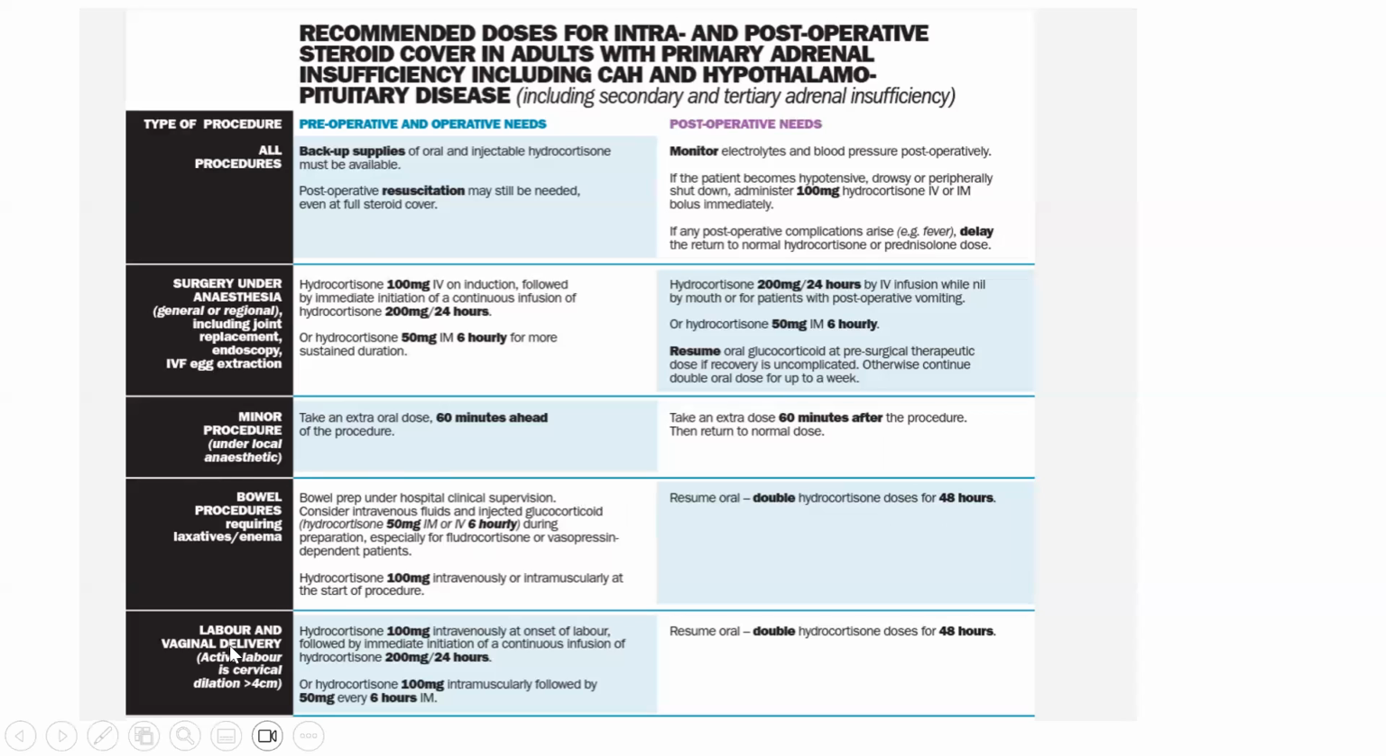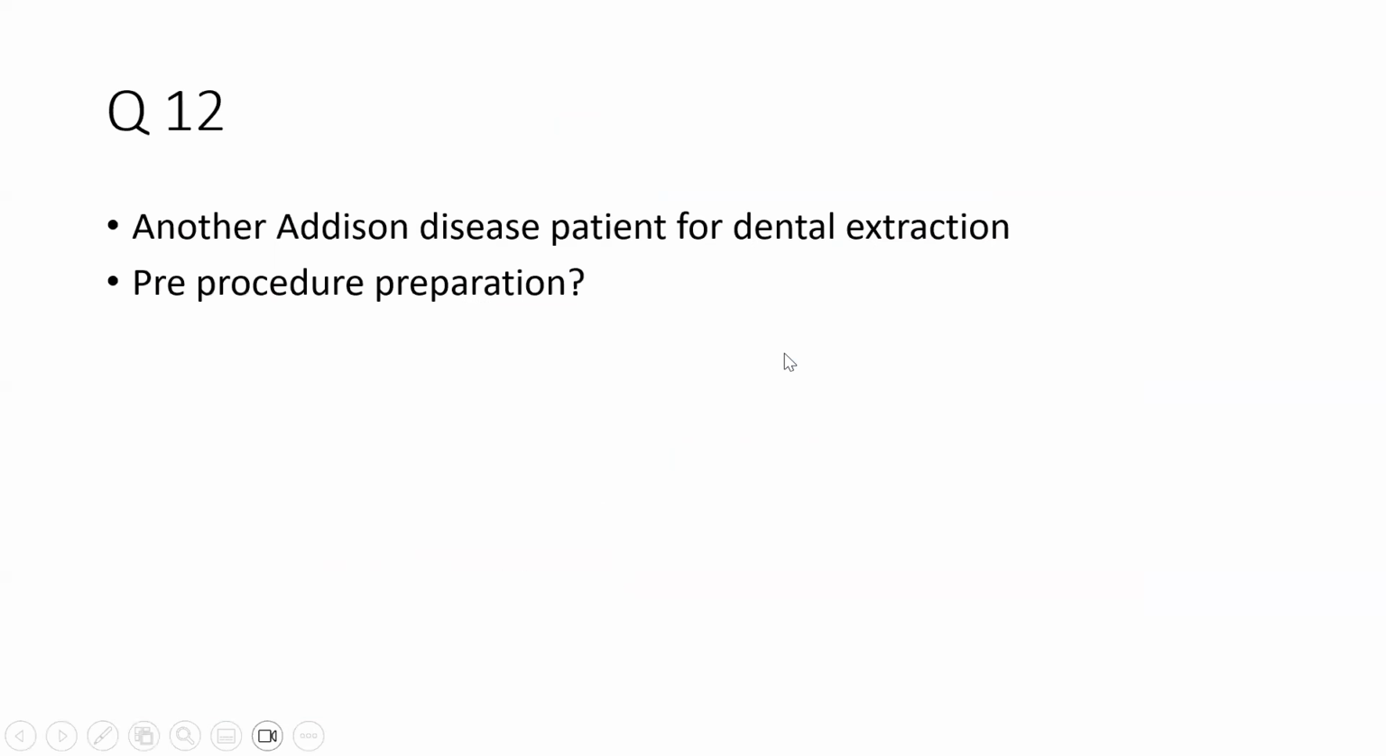Now, if it is a labor or a vaginal delivery, and active labor here is defined as cervical dilatation more than 4 centimeters, hydrocortisone 100 milligram IV at the onset of the labor, followed by infusion of hydrocortisone 200 milligram over 24 hours. Or hydrocortisone 100 mg IM followed by 50 mg every 6 hours IM. Again, a question has been asked in the previous exams as regards the vaginal delivery. And post-delivery, resume oral double hydrocortisone doses for 48 hours. So very clear-cut guidelines from the Addison's organization.